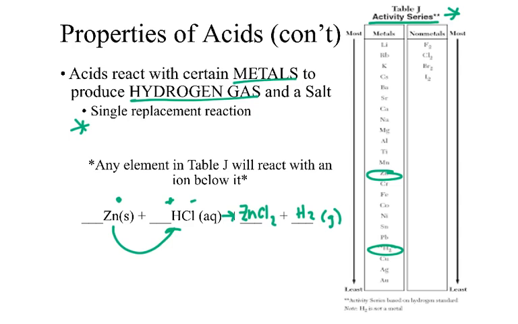Okay, so let's balance our equation here. We need 2 chlorines and 2 hydrogens on this side. So single replacement: zinc kicked hydrogen out and came in. We ended up with a compound and a single element here. Remember, A plus BC gives us AC plus B. So metals will react to produce hydrogen gas.